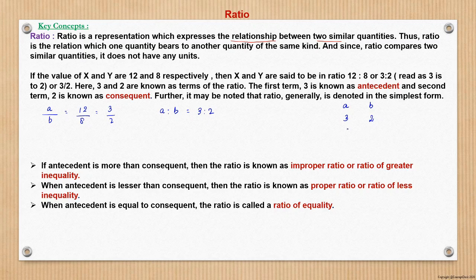If A takes the next multiple, which is 6, then B will take 4. We should be careful that the multiples here will be the same for numerator and denominator. If 3 takes a multiple of 2, such that it becomes 3 into 2, 6, then 2 will also take the same multiple, 2 into 2, 4. Now the next multiple of 3 will be 3 into 3, 9, and 2 will also take a multiple of 3, so 2 into 3 is 6. This way, these are the possible values of A and B.